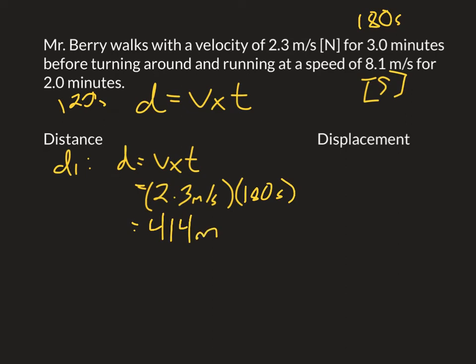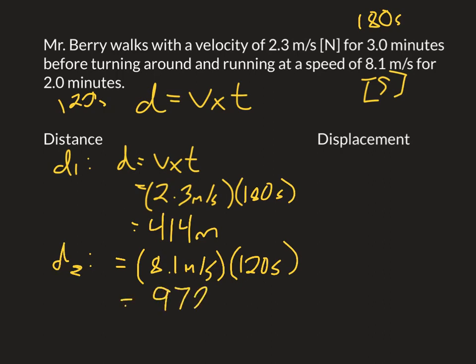All right. Now for distance number 2, for the second part of our trip. Same thing. This time we're going to go, again, speed times time. This time our speed was 8.1 meters per second. Our time was 120 seconds. Okay, and when I multiply those together, I get 972 meters.